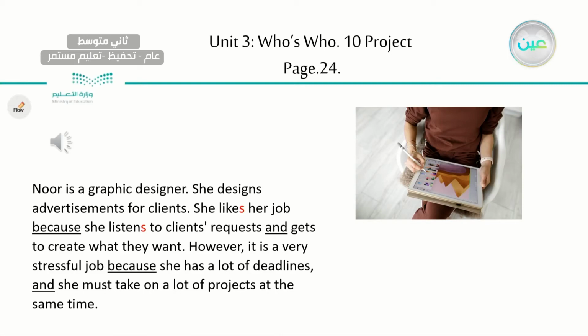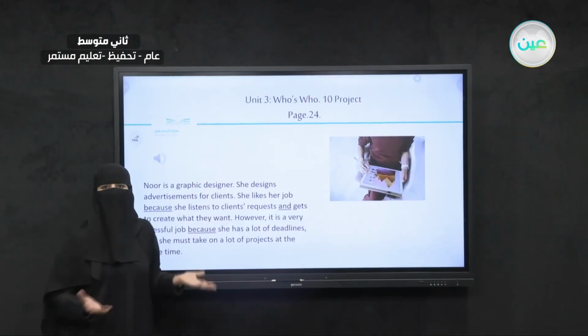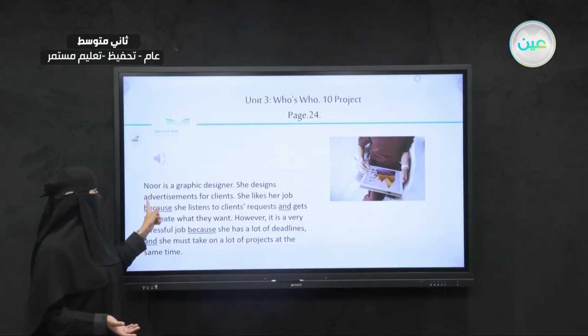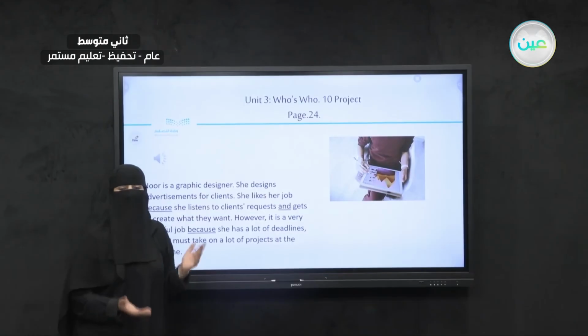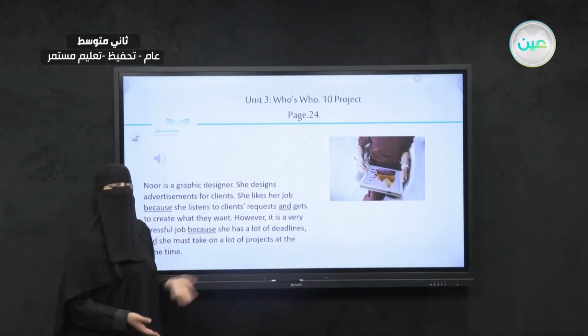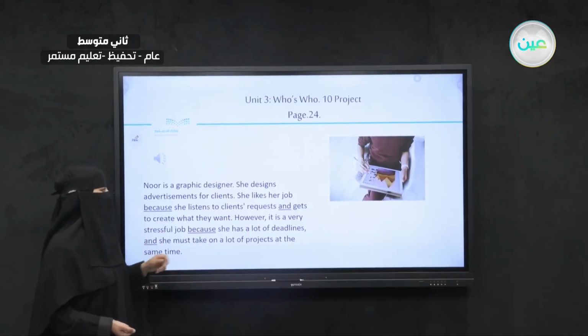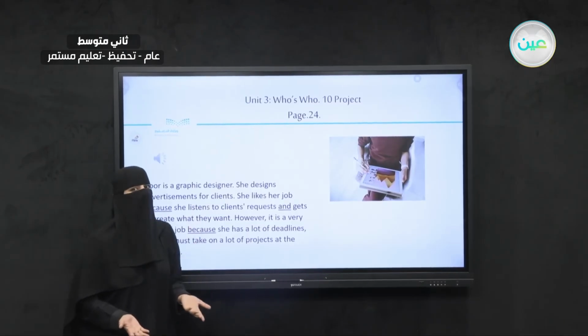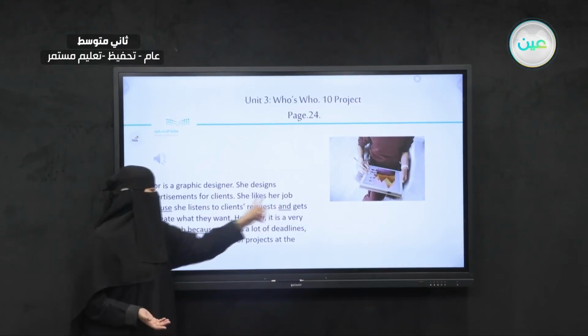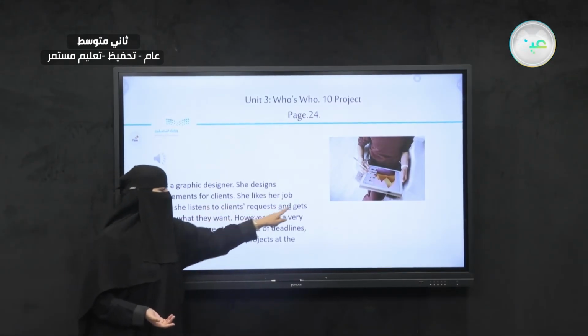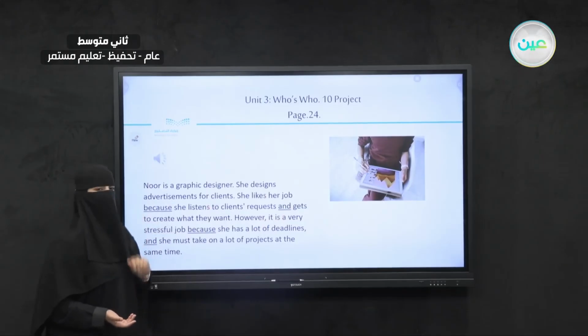So what is the occupation of Noor? A graphic designer. So what does a graphic designer do? She designs advertisements for clients. This is what she's doing in her job, designing advertisements for clients. Now, what is a good thing about her job? She likes her job because she listens to clients' requests and gets to create what they want.